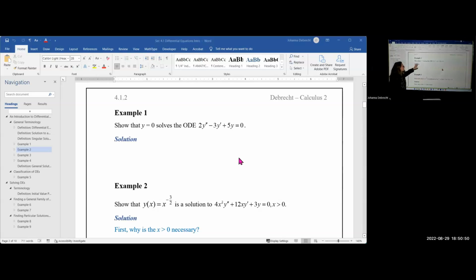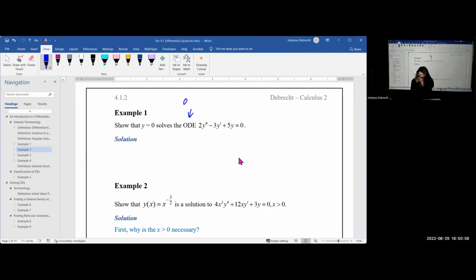Let's now take a look at example 1. It says, show that the trivial solution, y equals 0, solves this ordinary differential equation. So ODE stands for ordinary differential equation. And we'll talk about what an ordinary differential equation is in just a minute. We'll define the term ordinary.